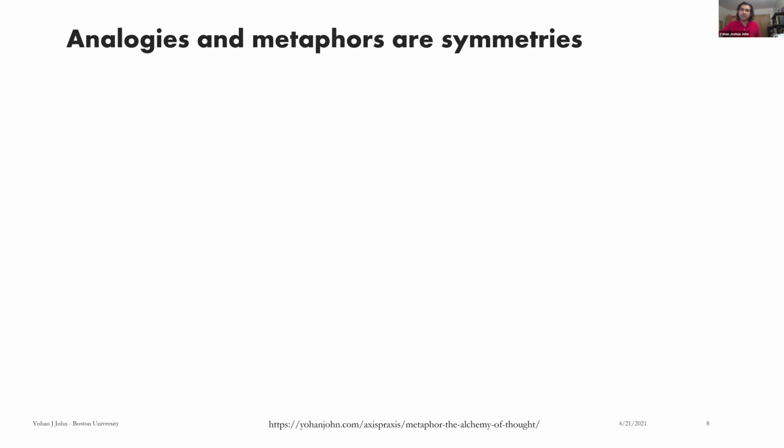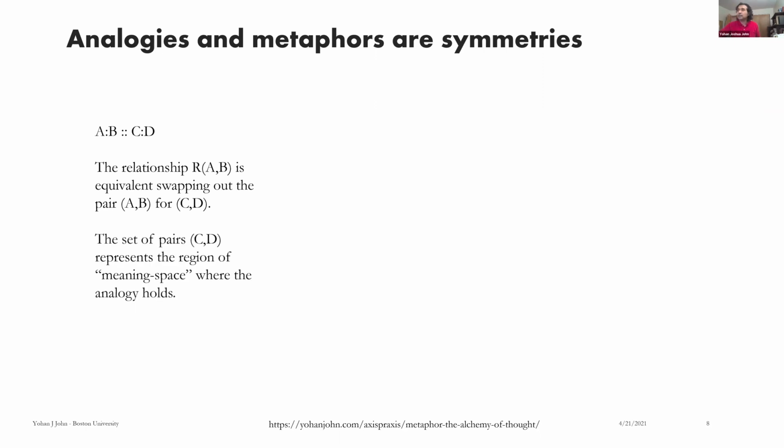And one of my favorite points is that analogies and metaphors are themselves symmetries. So classic GRE style, SAT style, A is to B as C is to D. You can formalize this, make it look really obtuse, where we say that the relationship between the ordered pair A, B is equivalent under swapping out the pair A, B for C, D. So there's a set of pairs in some meaning space, some region where you can extract such pairs, and you can just keep swapping them out. Dog is to puppy as cat is to kitten, goat is to kid, and you can just keep swapping those out.